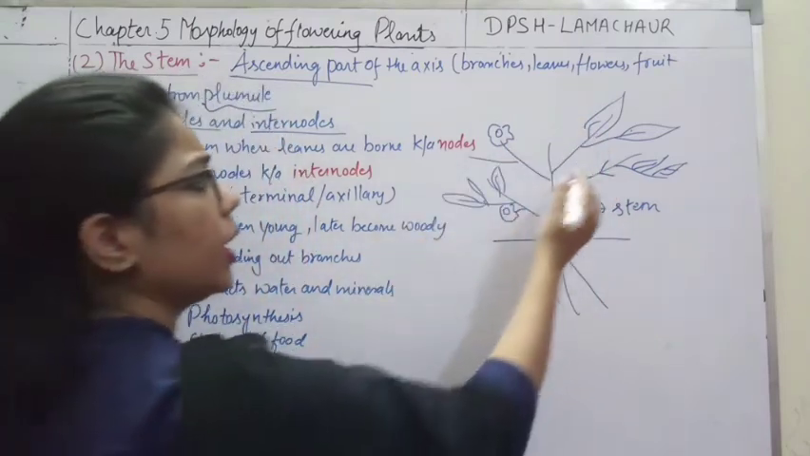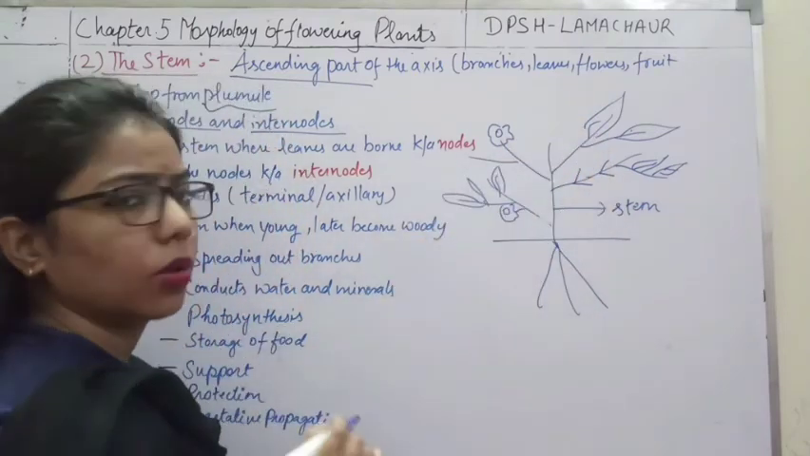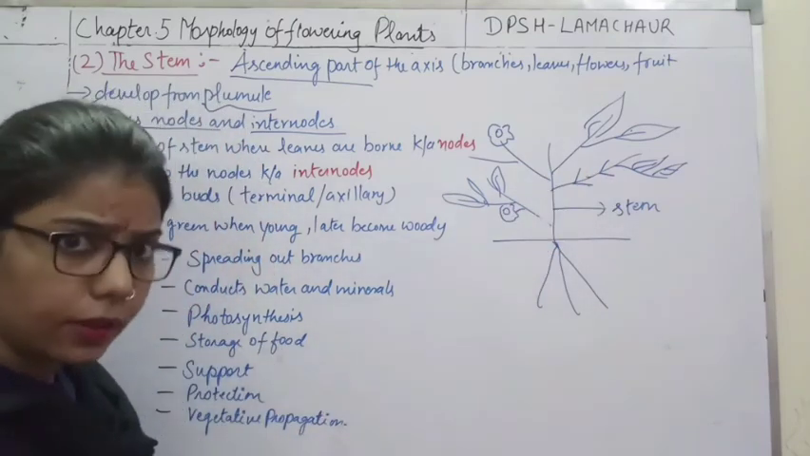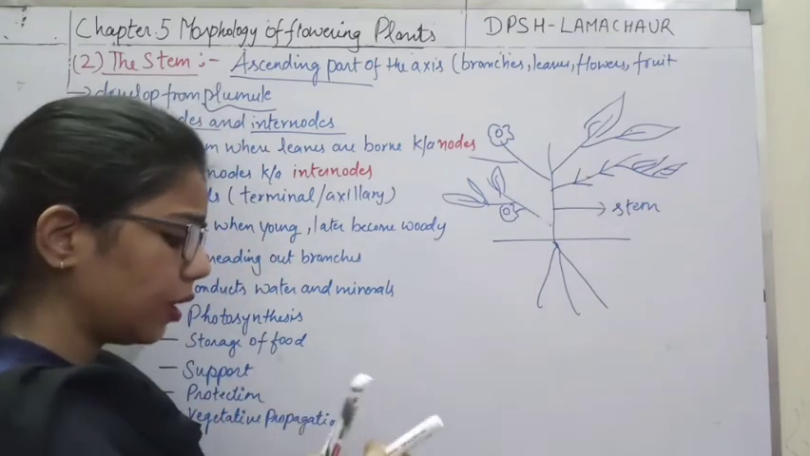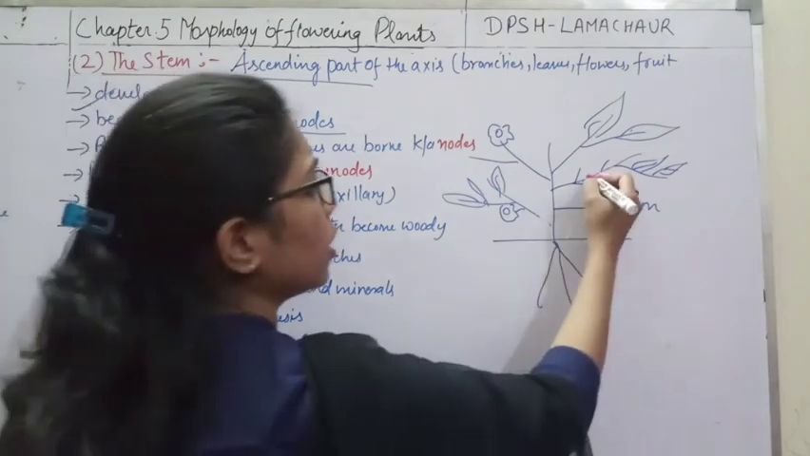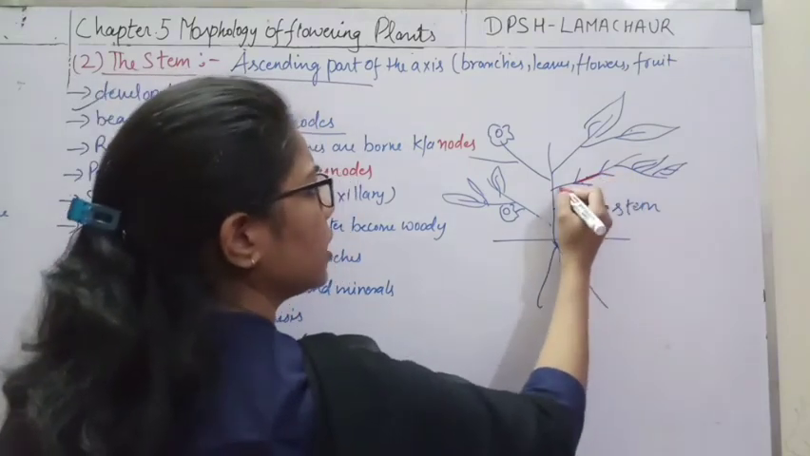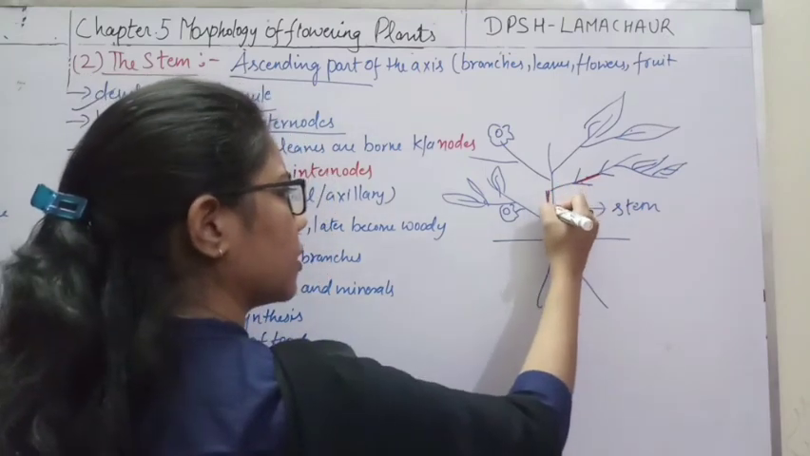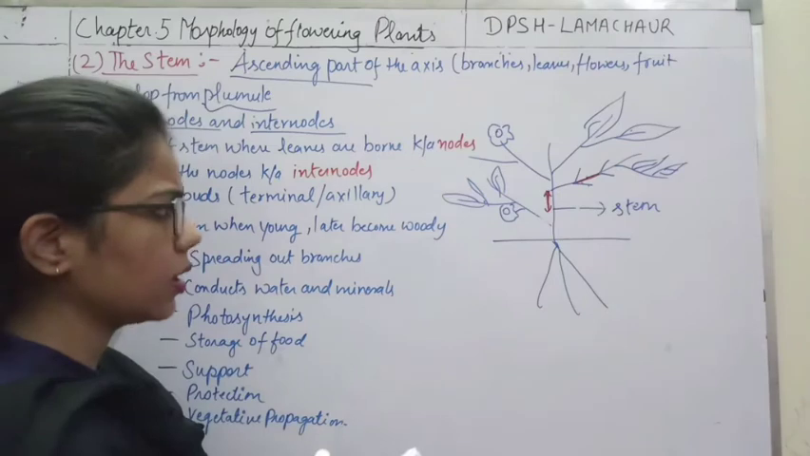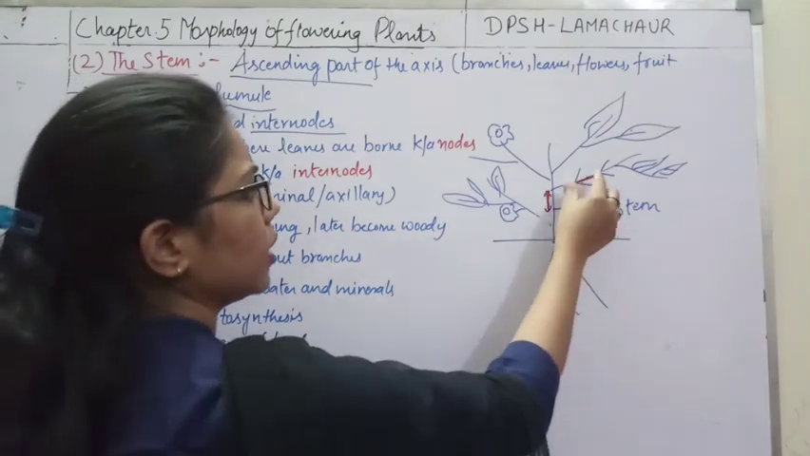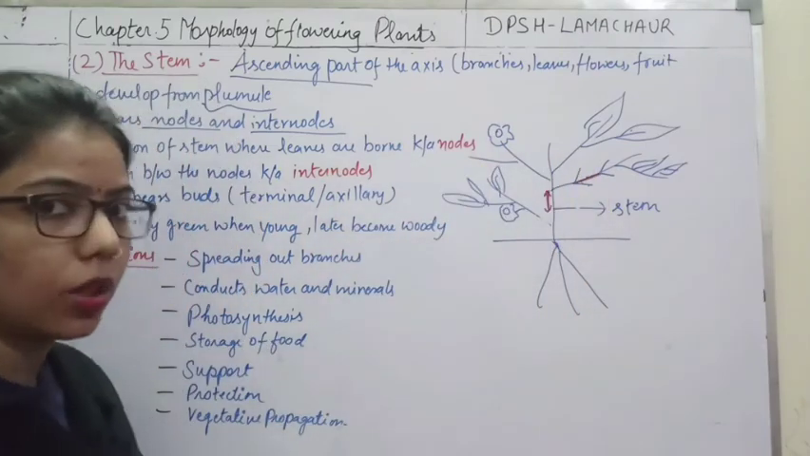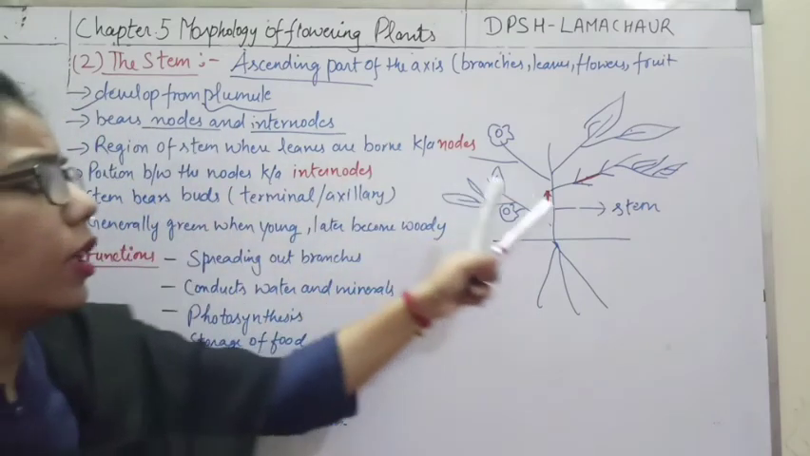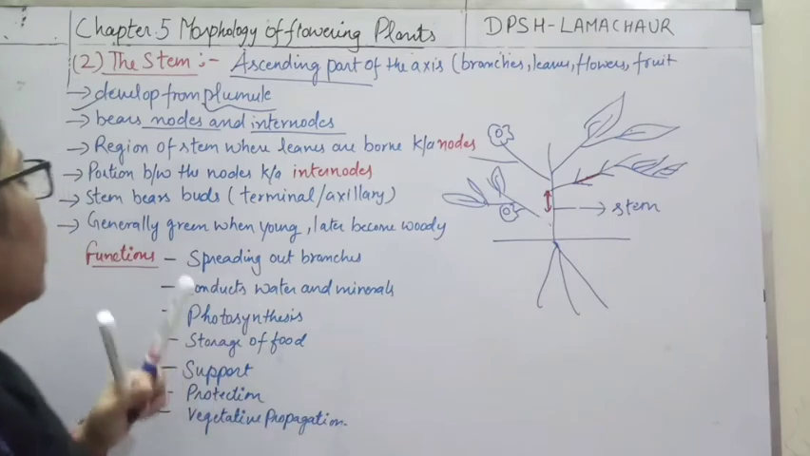So what is it showing? It is showing the nodes. At every node there may be flowering taking place. And what is the internode? The distance between the two nodes. The distance between these two nodes, or we can say this distance, is showing the internodal length. So we can say the stem bears nodes as well as internodes.